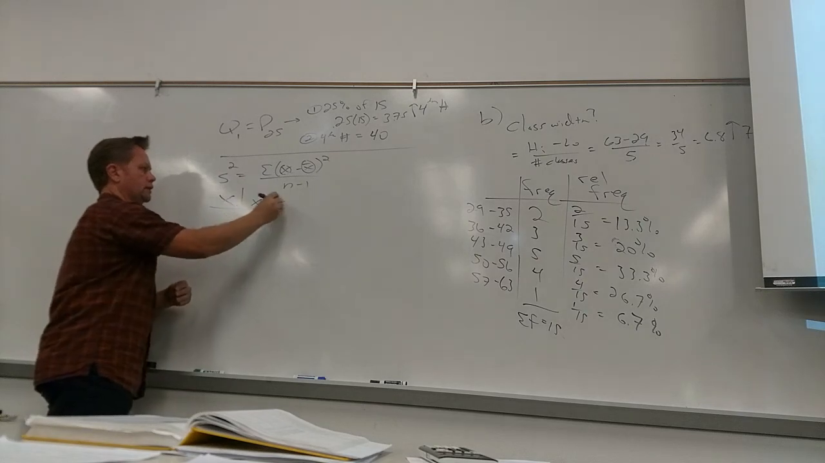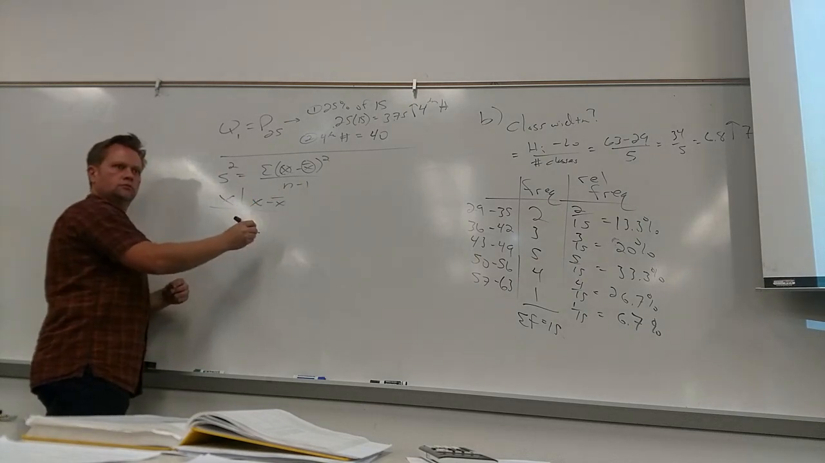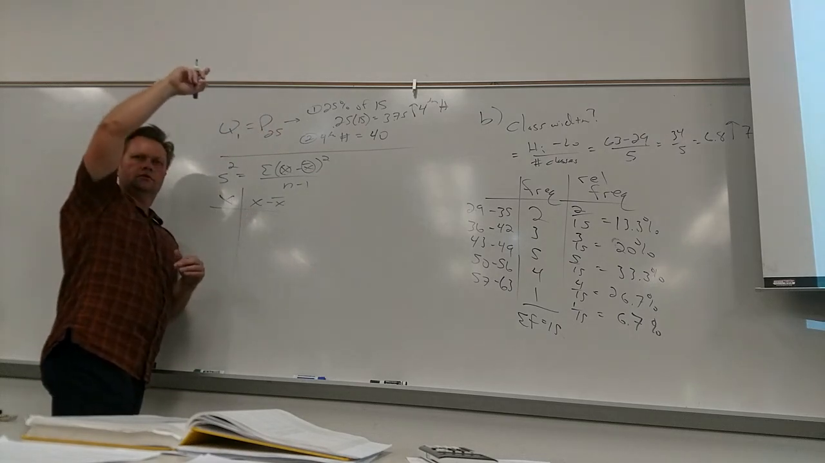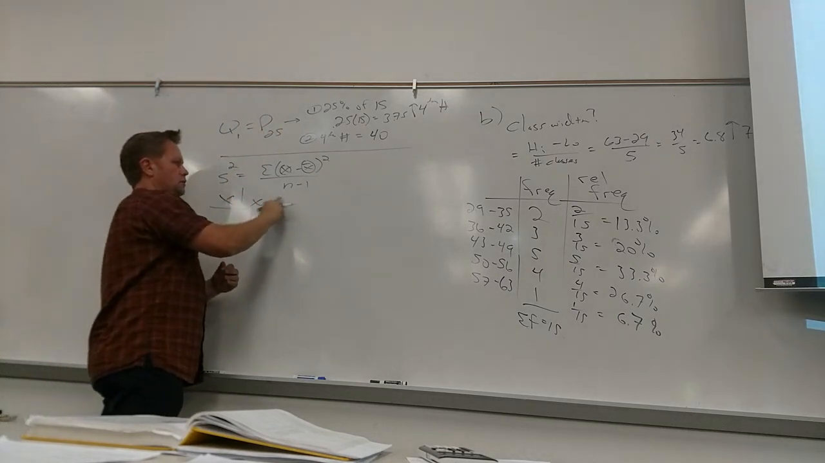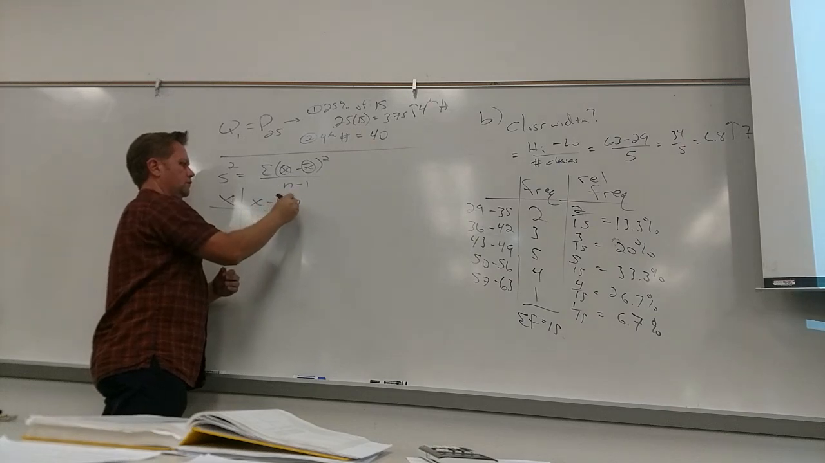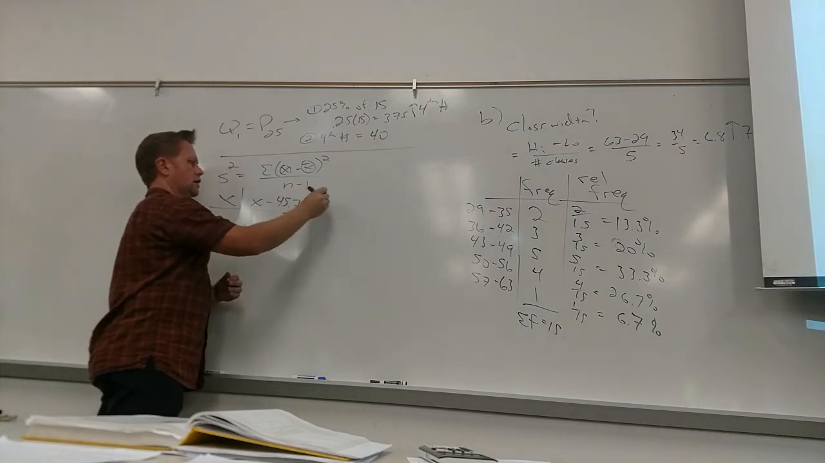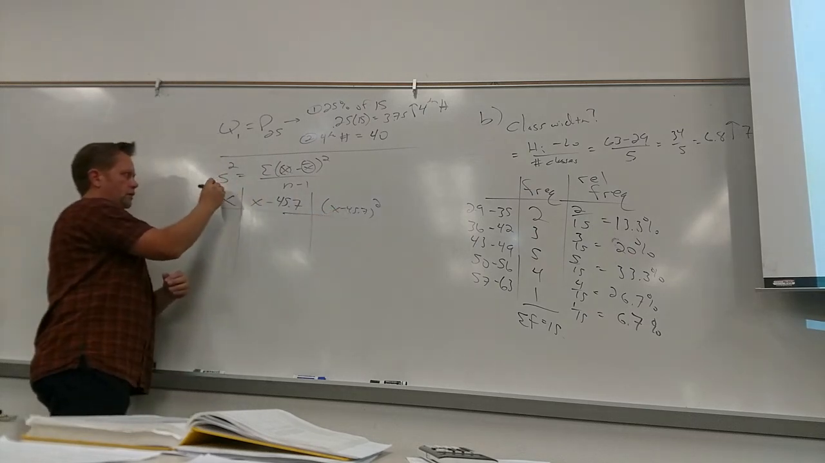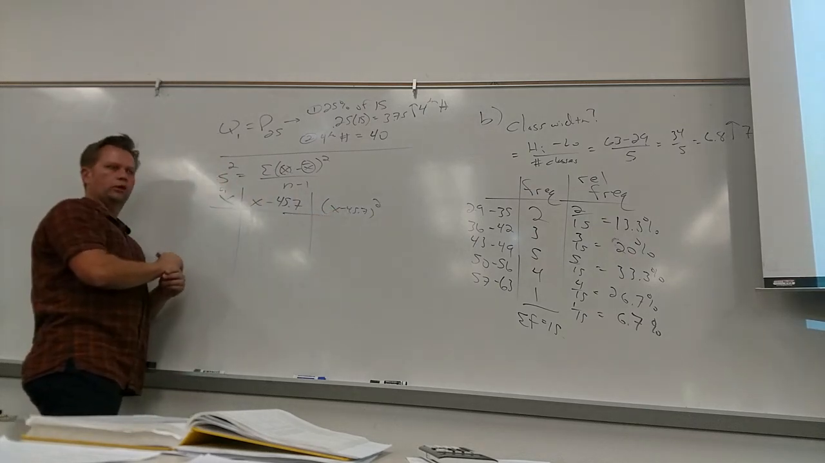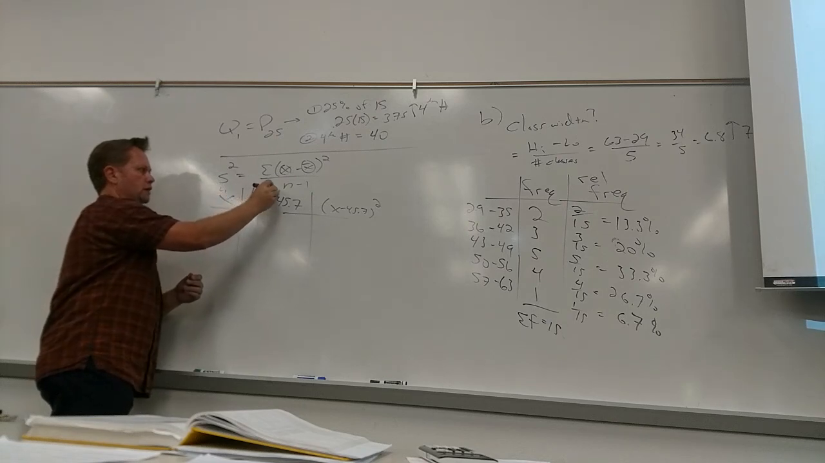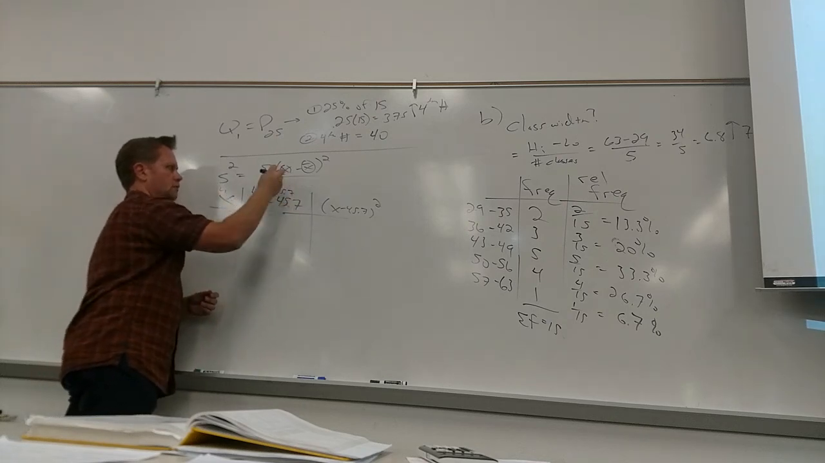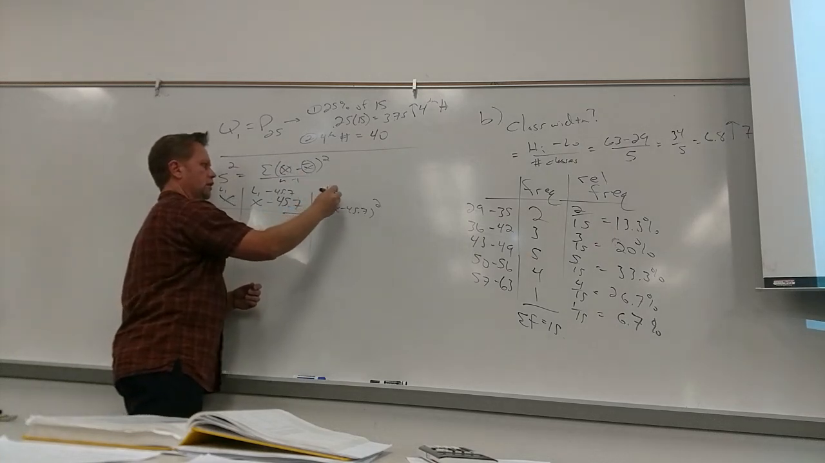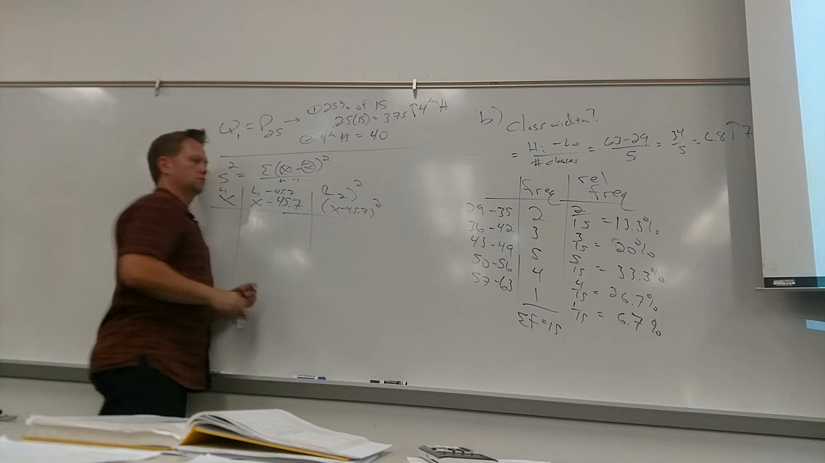I need x minus x bar. What was the mean for this? It was 45.7, right? So it'll be x minus 45.7. And then I'll have to square that. So really, notice this will be L1. So what I want L2 to be is L1 minus 45.7, and what I want L3 to be is L2 squared.